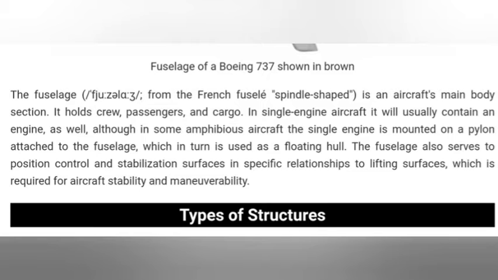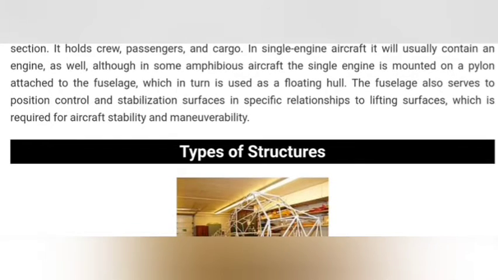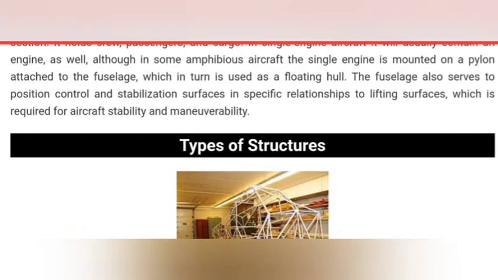The fuselage also serves to position control and stabilization surfaces in specific relationship to lifting surfaces, which is required for aircraft stability and maneuverability. The fuselage is used for fixing the wings and tail assembly. The fuselage is attached to the wings and tail assembly. The elevators and the rudders are all attached to this fuselage section.